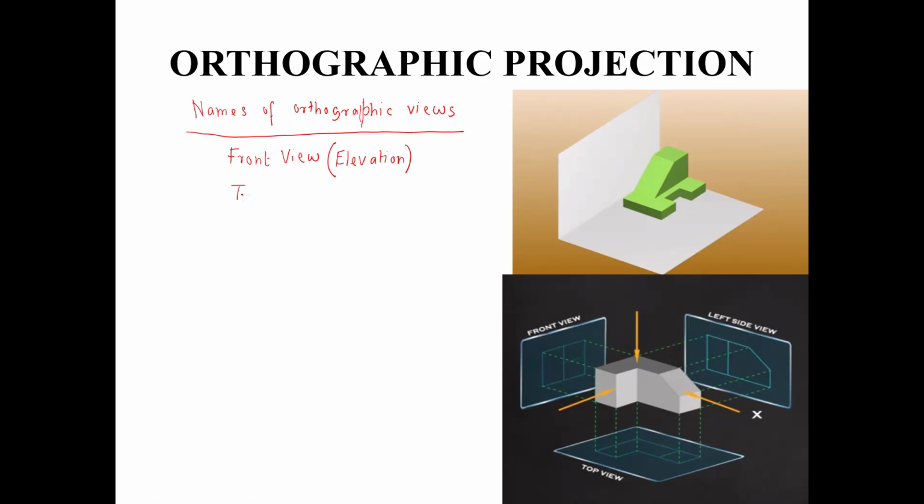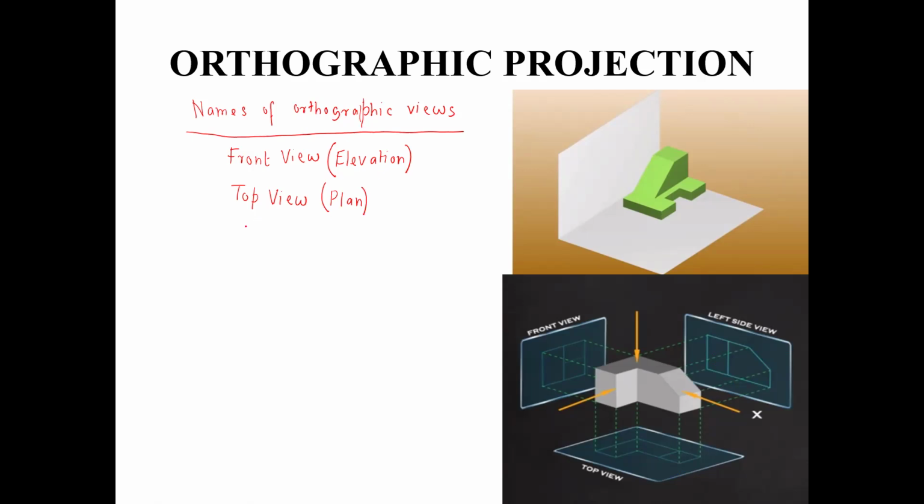Other than front view, we also have another type of view which is called top view. The top view of the object, as the name suggests, is the view of the object which is obtained when the observer is looking at the object from the top of the object. The top view of the object is also referred to as the plan view.